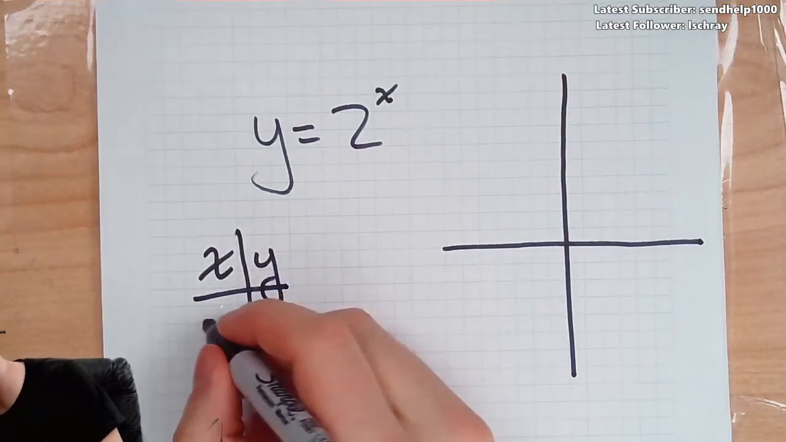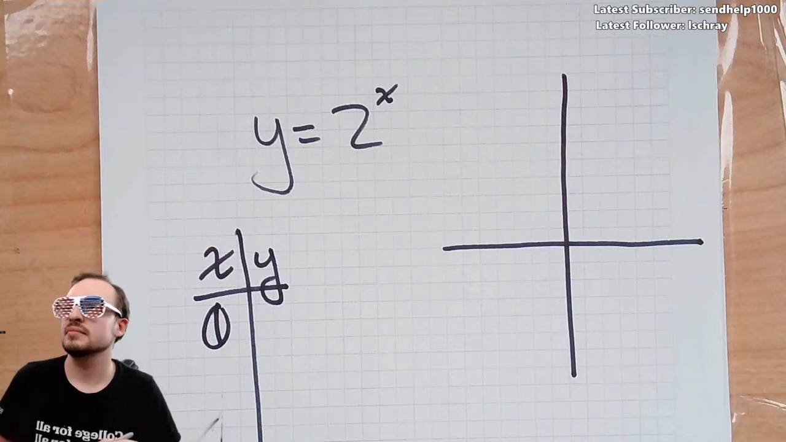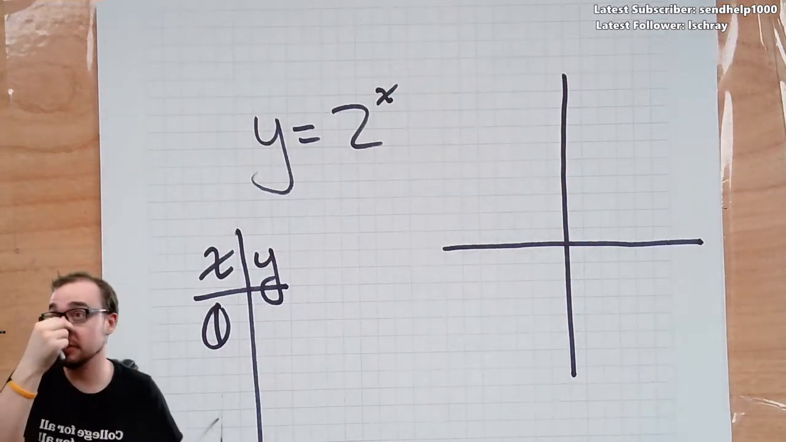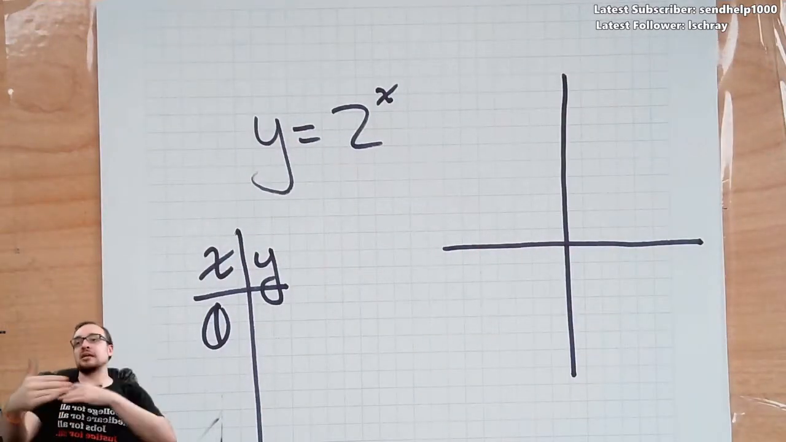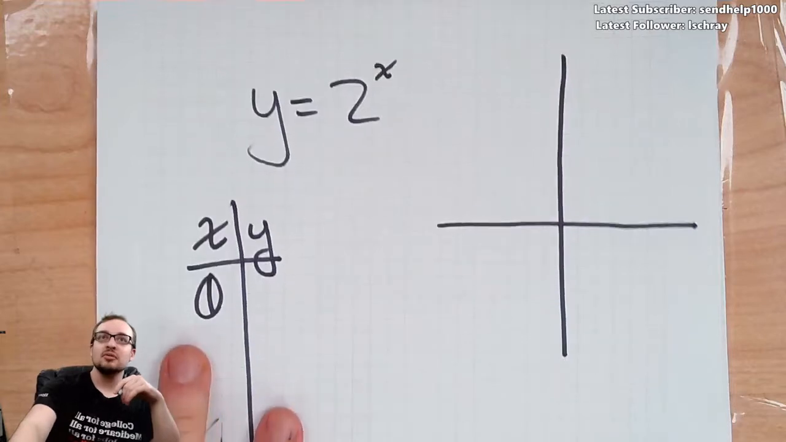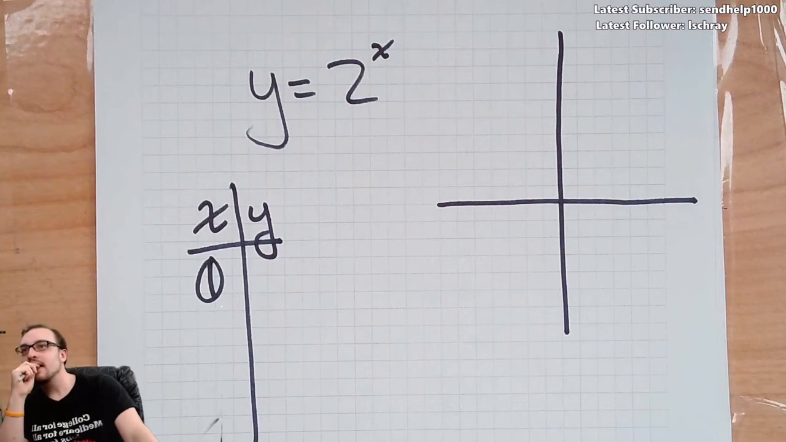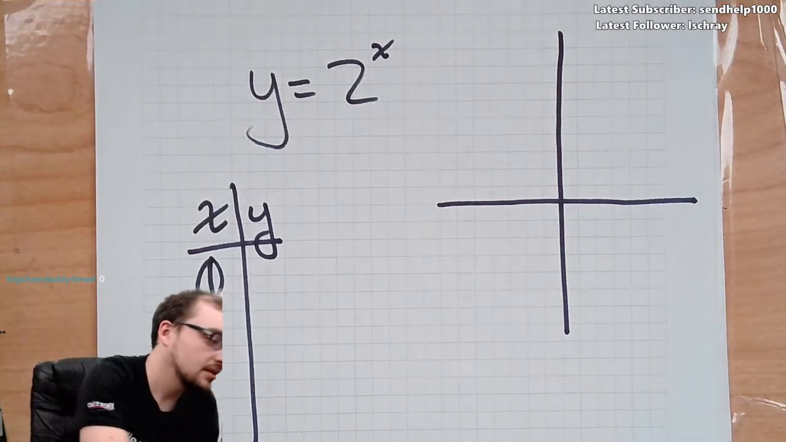So if x is 0, what's 2 to the 0th power? If we don't know what 2 to the 0th power is, we might have to start a little bit earlier than where I'm starting. What's 2 to the 0th power, boys? Good guess. Let's talk about that.